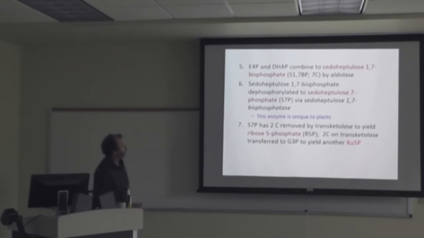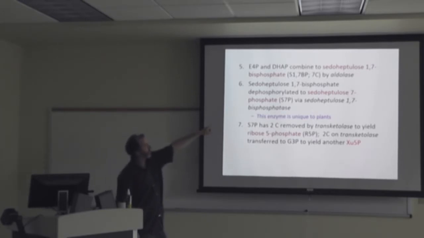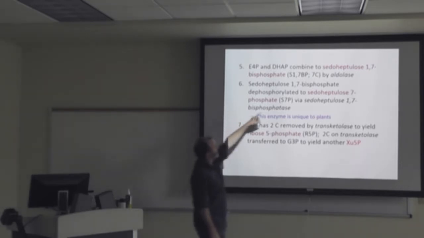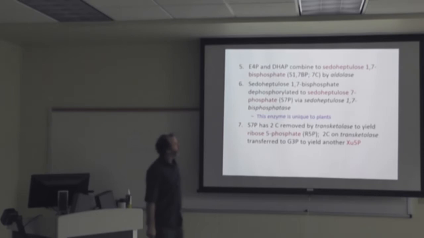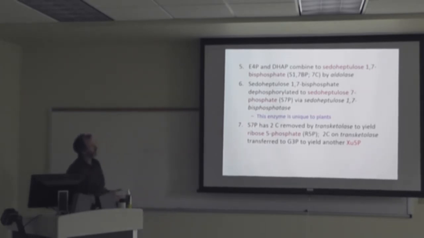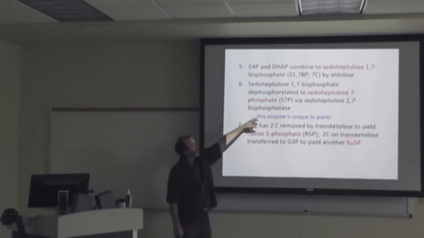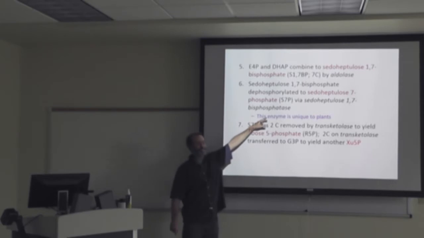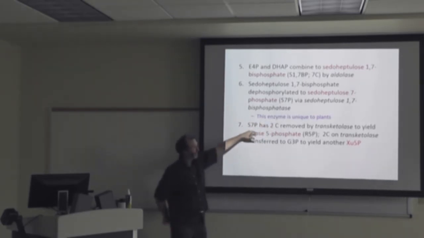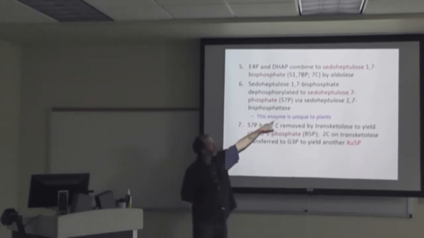And then we have erythrose 4-phosphate and dihydroxyacetone phosphate. So we'll combine them to form sedoheptulose 1,7-bisphosphate, a 7 carbon intermediate, by aldolase. Sedoheptulose 1,7-bisphosphate is dephosphorylated to sedoheptulose 7-phosphate via sedoheptulose 1,7-bisphosphatase. And then this enzyme is unique to plants.